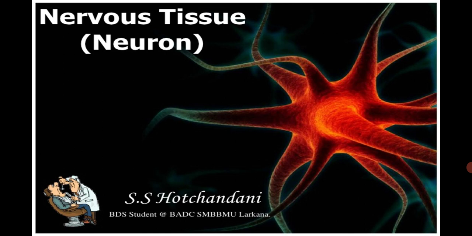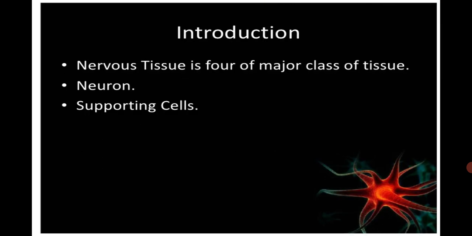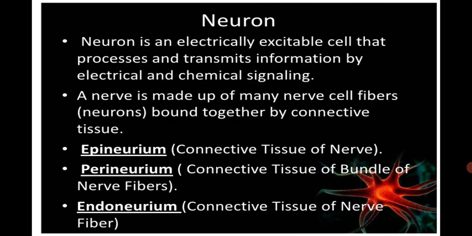Today we will see what neurons are and what their typical structure is. A neuron is an electrically excitable cell that processes and transmits information by electrical and chemical signaling.